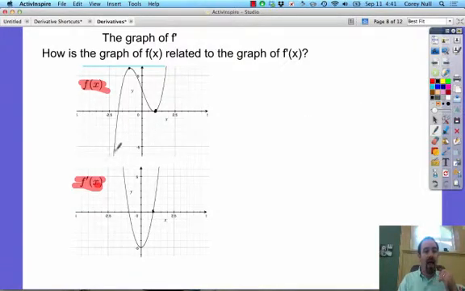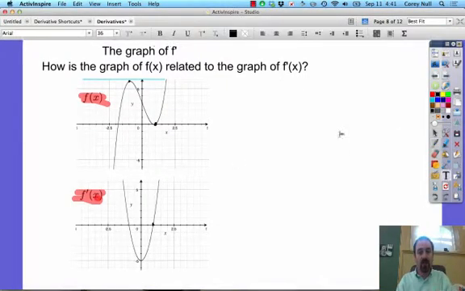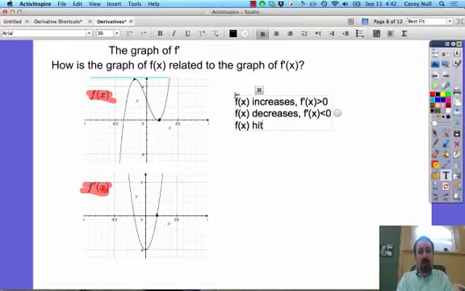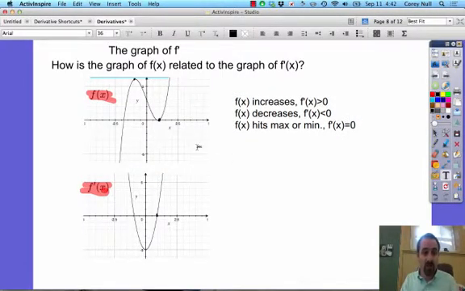And this is a really important idea. As f of x increases, f prime of x is positive. When f of x decreases, f prime of x is negative. When f of x increases again, it's positive. So we can summarize that. When f of x increases, f prime of x is bigger than 0. When f of x decreases, f prime of x is less than 0. And when f of x hits a maximum or minimum, f prime of x is 0. Really important points here. If there's nothing else you get from this slide, you should absolutely have this deep in your heart.